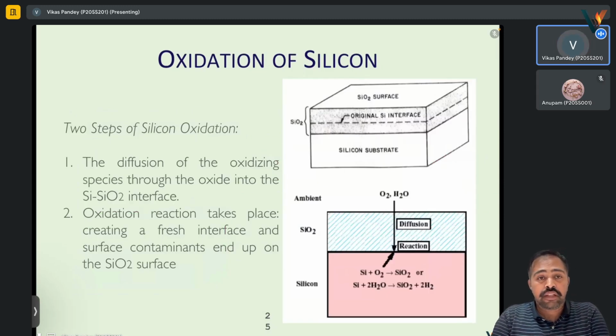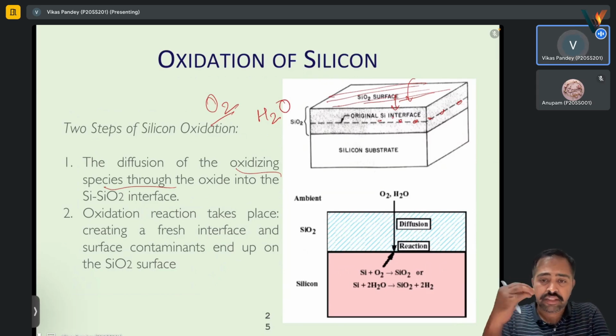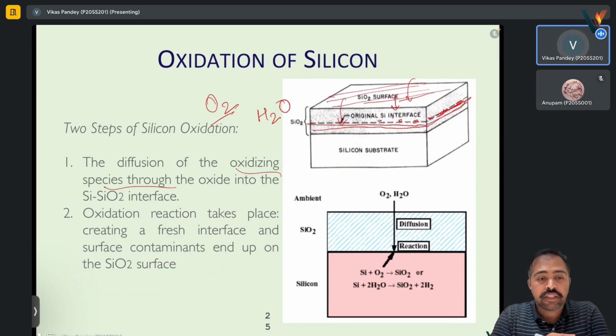There are two steps that occur in the oxidation of silicon. First is diffusion of oxidizing species, like O2 in dry oxidation or H2O in wet oxidation, through the oxide to the Si-SiO2 interface. So some SiO2 is formed, then the species will diffuse and reach the point where the interface is present, so they will reach the silicon. Second, the oxidation reaction takes place, and this layer will convert into SiO2. Then again diffusion will occur, then again the layer will convert into SiO2.